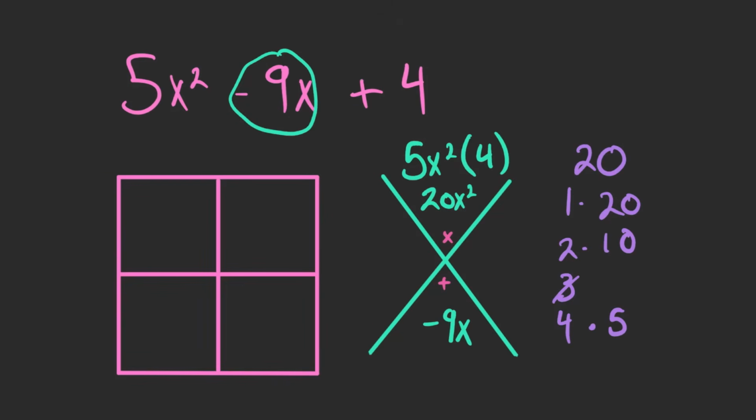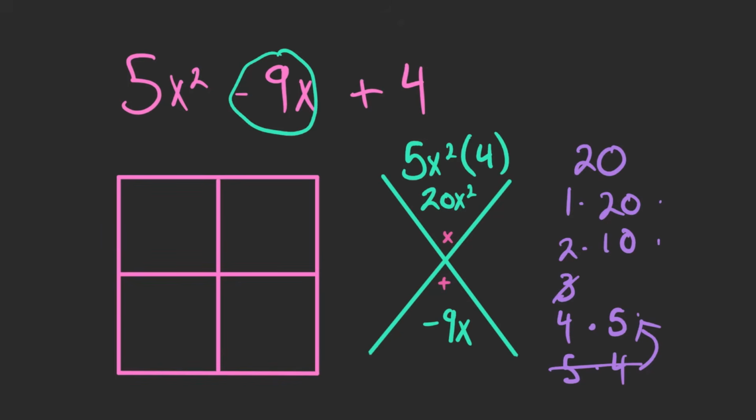4 goes into 20 five times. And then we have 5 and 4 again. Okay, so we can stop, because this is actually the same as this. So we don't even really need to look at that. So I have 3 cases here: 1 times 20, 2 times 10, and 4 times 5.